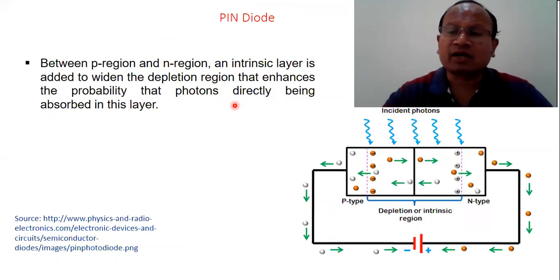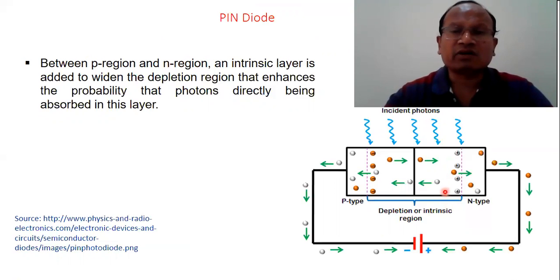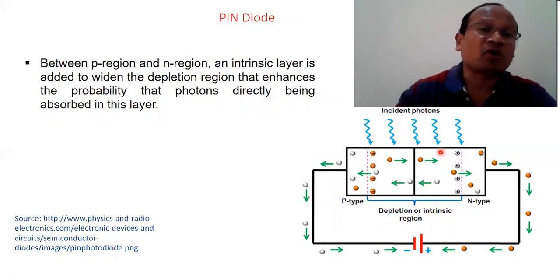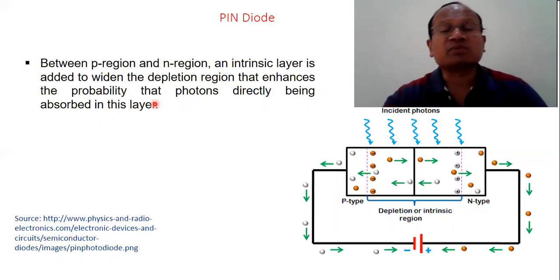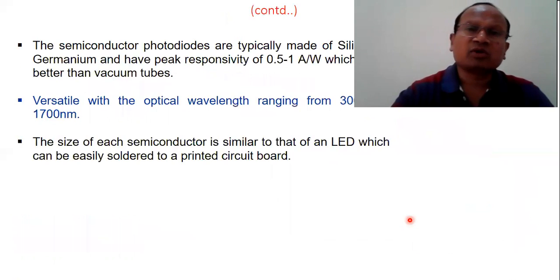The next one is the pin diode. In the pin diode, between P and N, we do not put silicon dioxide or some insulating material. Rather, there is an intrinsic region. The intrinsic region will have lesser resistance as compared to purely insulating material. So the probability of photons being absorbed directly in this layer will be a little more, because the resistance will be less in this case. The remaining steps and flow are the same as what we have seen in the photodiode.